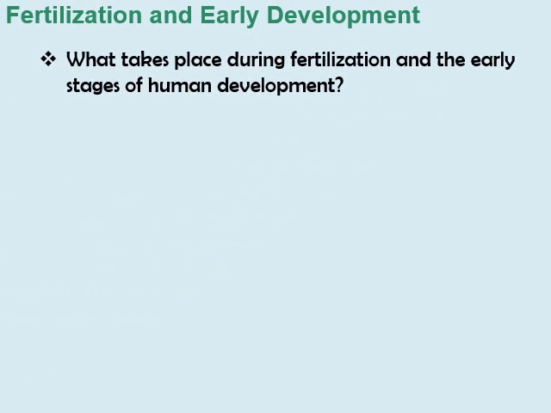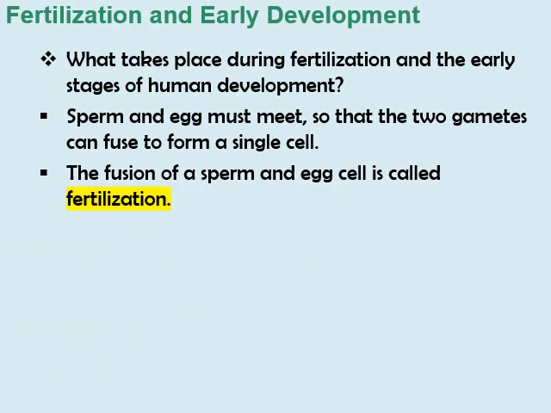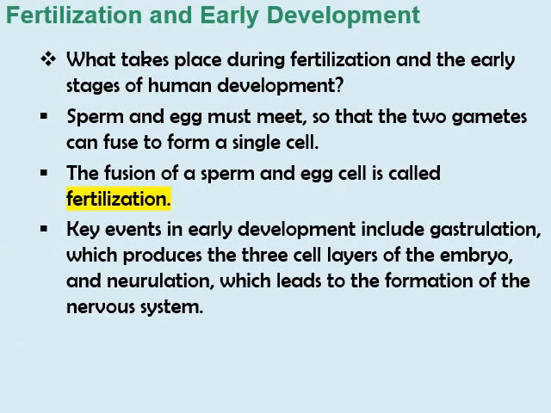Let's get started with the first part of this lesson, which is fertilization and early development. What takes place during fertilization and the early stages of human development? As far as fertilization is concerned, what happens first is sperm and egg cells must meet so that the two gametes can fuse to form a single cell. This fusion of a sperm and egg cell is called fertilization. Related to early development, the key events include gastrulation, which produces three cell layers of the embryo, and neurulation, which leads to the formation of the nervous system.